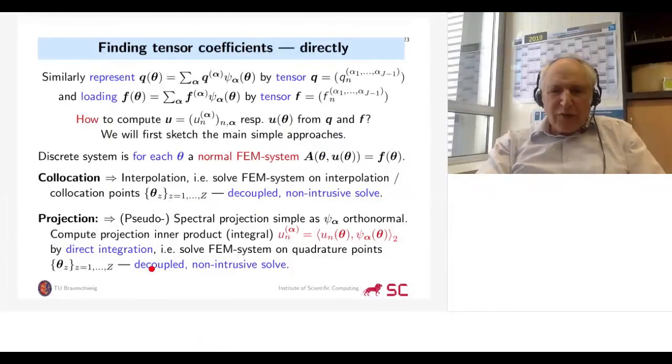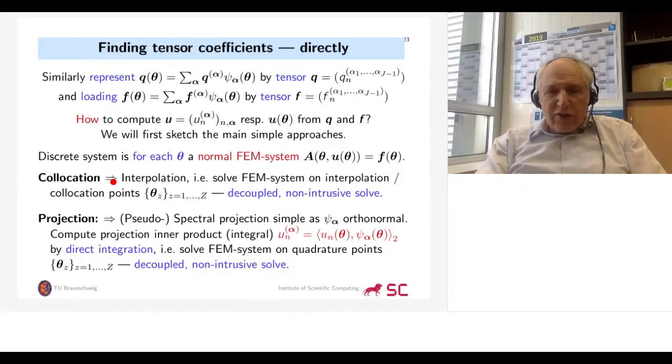Another one is projection, and this is to project this U of theta onto the subspace. We know this is on an orthogonal basis, so that means the coefficients can be computed like an inner product. When we go back to it, we see that this is the expected value of this product, and that's an integral. And this can be computed by direct integration. If we do this numerically, these are again decoupled non-intrusive solves, now on the quadrature points.